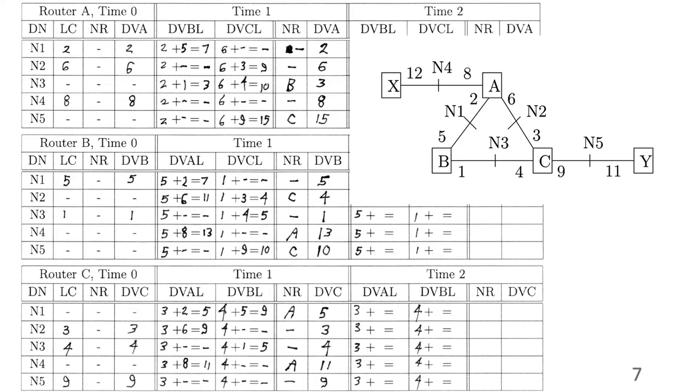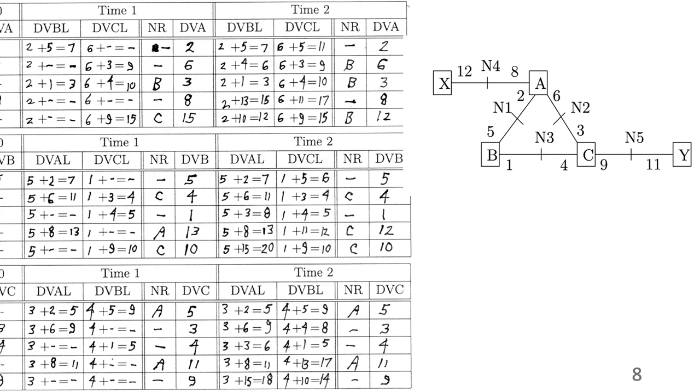This is time 1. We repeat this for time 2. I've only shown the time 1 column and shifted it over. So now the numbers are copied. A sends its routing table to B and C: 2, 6, 3, 8, 15.